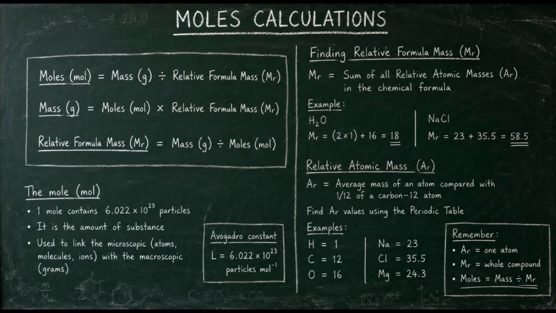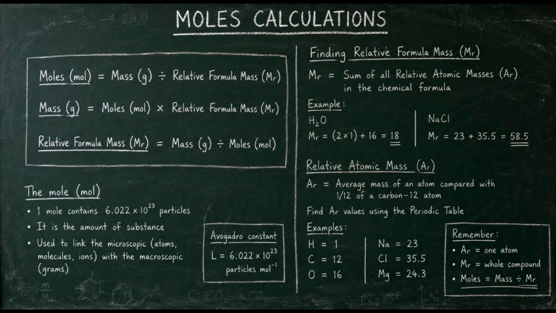Next, moles calculations. The mole is the unit chemists use to count particles. 1 mole contains Avogadro's number of particles, 6.022 times 10 to the 23. The basic relationship is moles equals mass in grams divided by the relative formula mass Mr. You can rearrange to find mass by multiplying moles by Mr, or find Mr by dividing mass by moles.